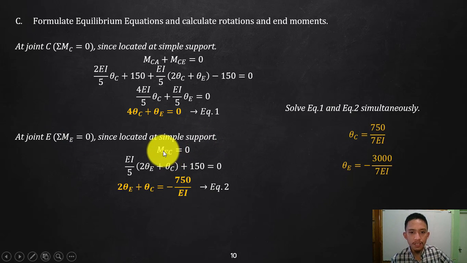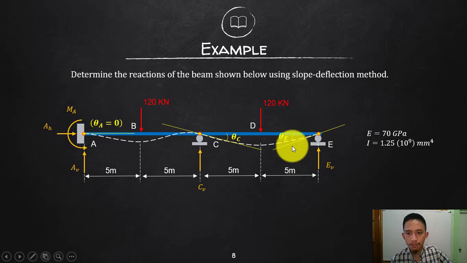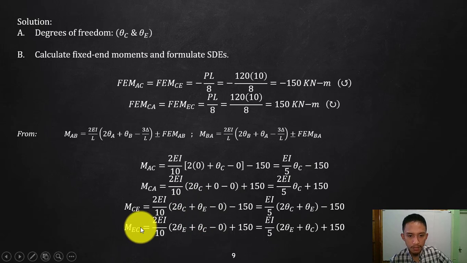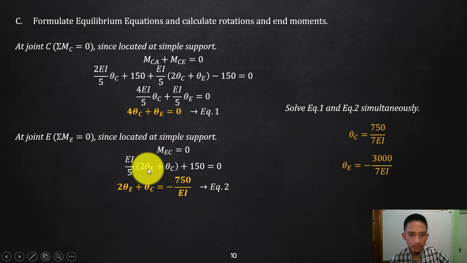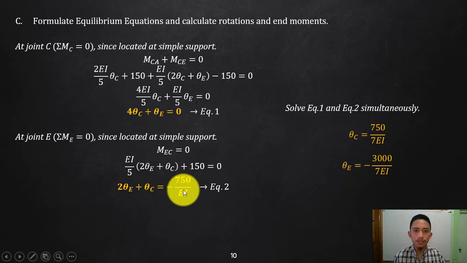So we only have a single moment there, which is again the end moment of your member CE, which is your moment MEC, since that is at point E. So that is what we will be equating. MEC, equate that one to 0. Then you will end up with your equation 2. So this is just algebra now.